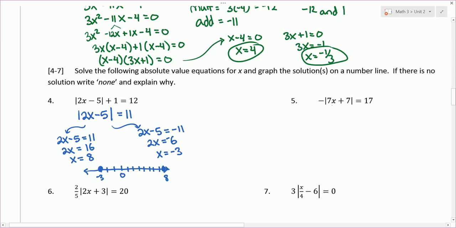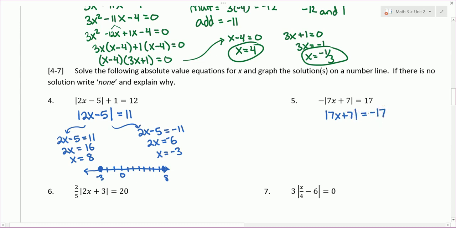Number 5, we want to get the absolute value sign alone on the left side of the equation. So that negative out front we do not want. To get rid of that negative sign, we can multiply both sides of the equation by negative 1. If you multiply the left side by negative 1, it becomes positive absolute value of 7x plus 7. And you multiply the right side by negative 1, you get negative 17.